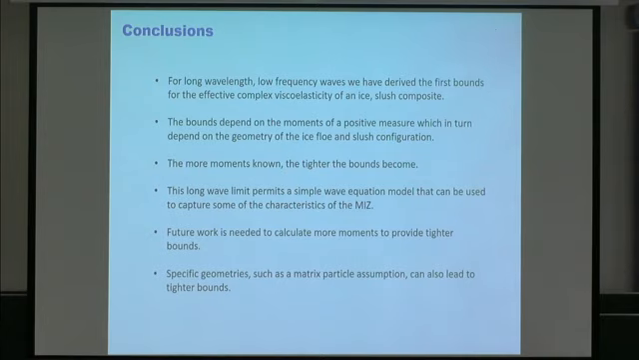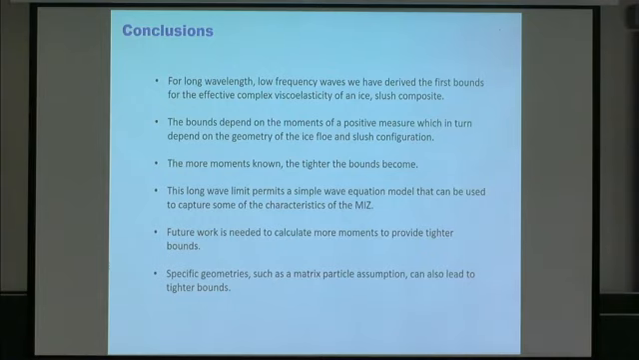I was surprised that it was a little analytic model that seemed to capture interesting parts or some properties of the marginal ice zone. So just to summarize, for long wavelengths and low frequency waves, we've derived the first bounds on this effective viscoelasticity of this ice slush composite. And they're rigorous bounds. They're based on the geometry. These bounds depend on the moments of that positive measure, and that positive measure depends on the geometry. So you're really considering that. Those bounds are large, but they are only the first moments. The more moments you know, the tighter the bounds become. So if we calculate more moments, they'll get better.